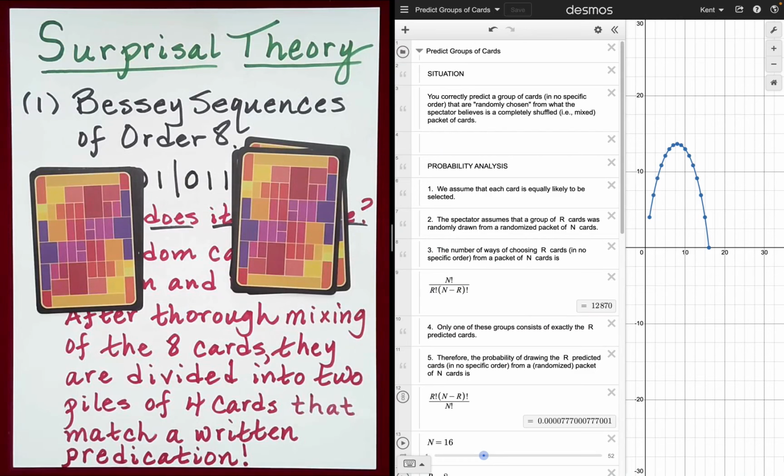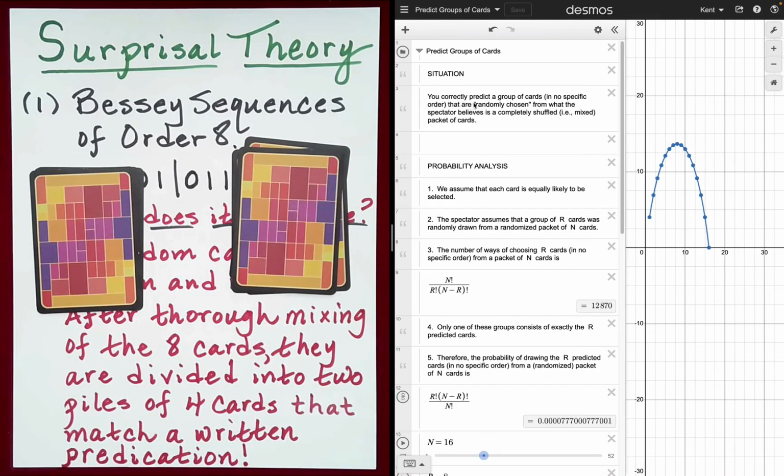So the question is, what is the surprisal associated with this particular routine? In fact, it will be the same surprisal value for any routine taking advantage of the Bessey sequence structure for a packet of 8 cards. That's what we're looking at today. What I've done here on the right is I've created a Desmos activity that will help us calculate the surprisal values for Bessey sequences and quasi-Bessey sequences. So let's go ahead and take a look at this situation.